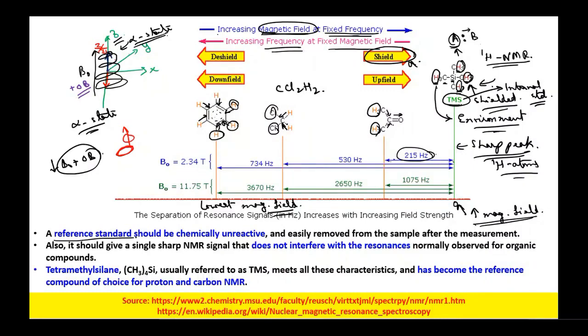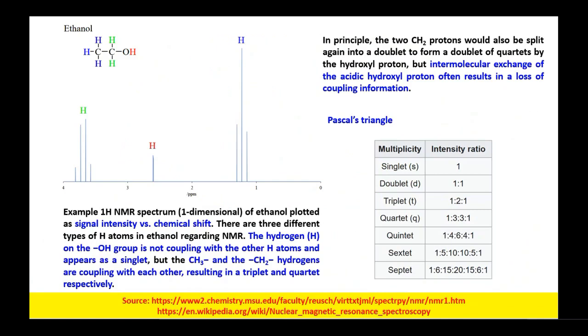So a reference standard should be chemically unreactive and can be easily removed from the sample after the measurement. Also, it should give a single sharp NMR signal that does not interfere with the resonances normally observed for organic compounds. Tetramethylsilane, usually referred to as TMS, meets all these characteristics and has become the reference compound of choice for proton and carbon NMR. Okay.